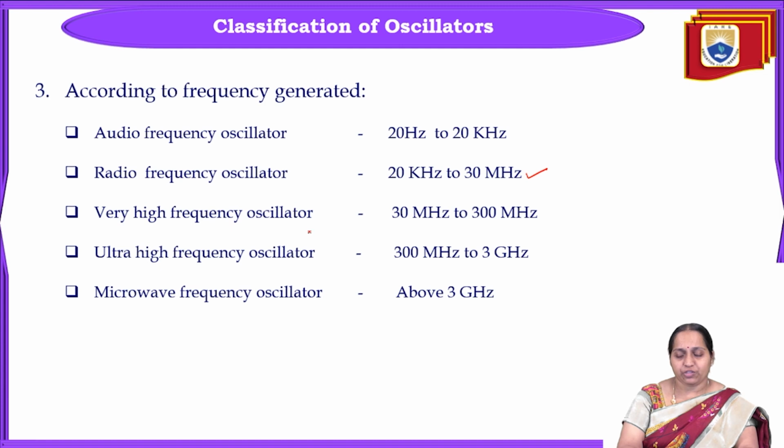Then very high frequency oscillator, 30 MHz to 300 MHz. Ultra high frequency oscillator, 300 MHz to 3 GHz. Then the last one is microwave frequency oscillator, which generates frequencies above 3 GHz. So based on the frequency of the signal generated, you have got again 5 types. Those are audio frequency, radio frequency, very high frequency, ultra high frequency, and microwave frequency oscillators.